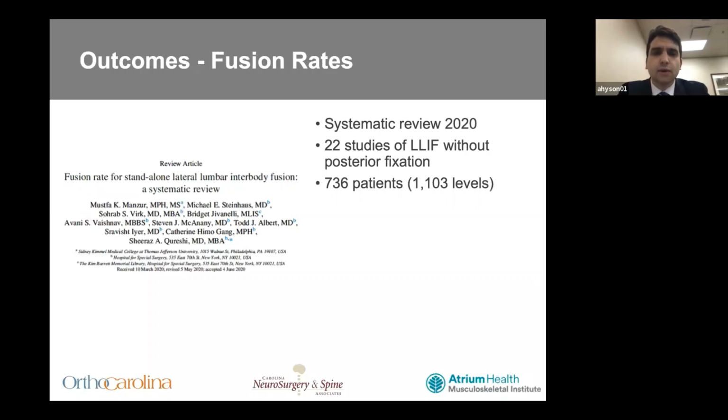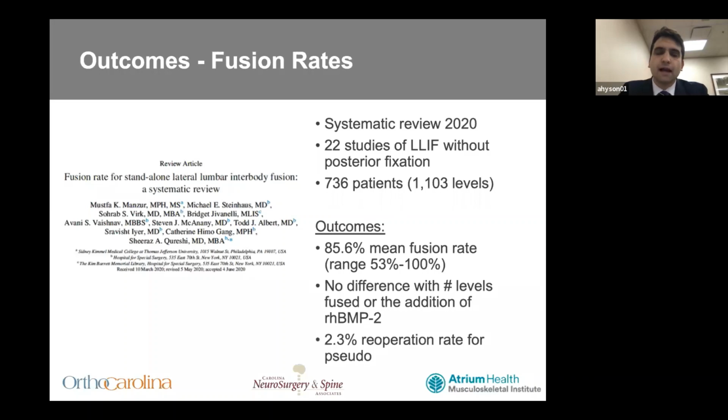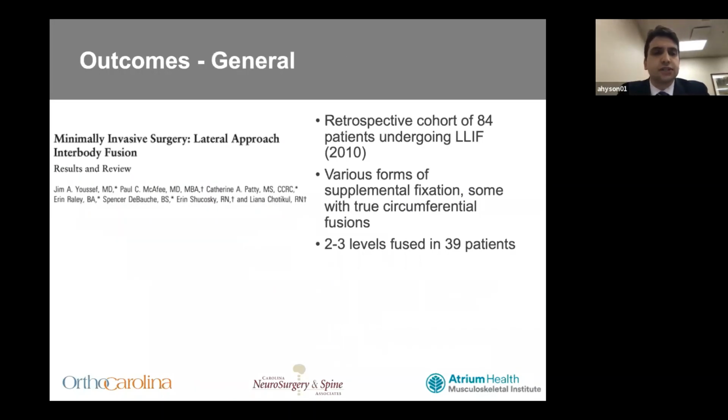First and foremost, we are attempting to fuse the spine. So does this actually effectively fuse the lumbar spine when performed? This systematic review in 2020 by Mustafa et al. reviewed 22 studies of LLIF without posterior fixation, or standalone LLIFs. 736 patients were included, 1,103 levels overall. Outcomes revealed a high 85.6% mean fusion rate, ranging from 53 to 100% fusion per study, no difference in the number of levels fused or the addition of BMP-2 in terms of fusion rates, and a 2.3% reoperation rate for pseudoarthrosis. Overall, a positive review of LLIF procedures.